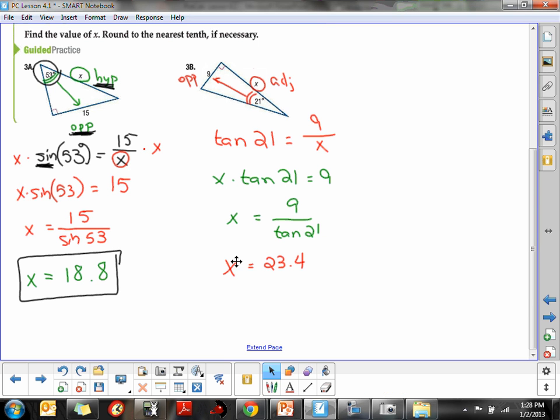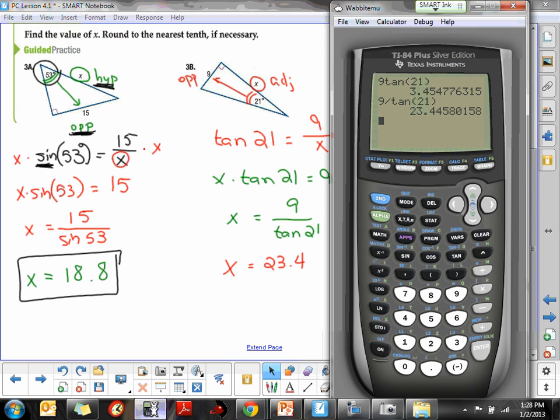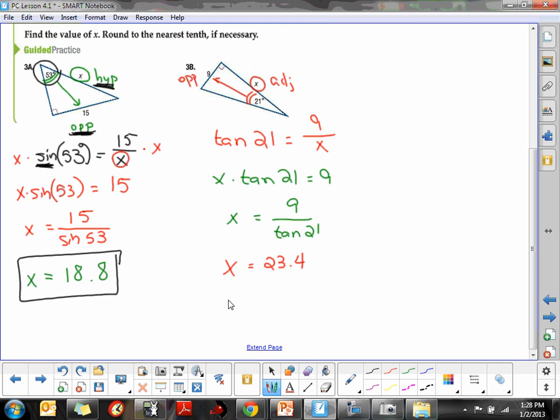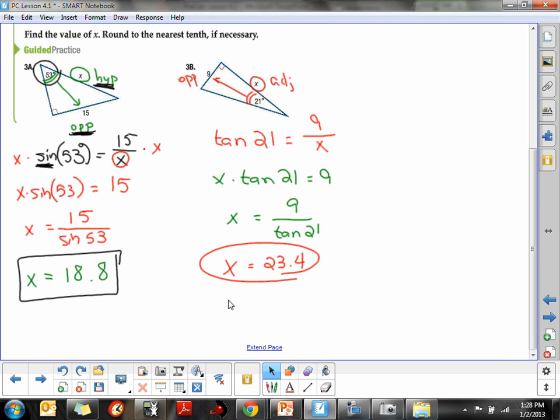23.4. So just a quick demonstration of how we can use our trig ratios to find missing side lengths, just applying your definitions of sine, cosine, and tangent.